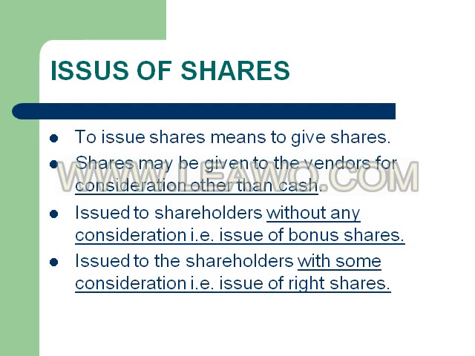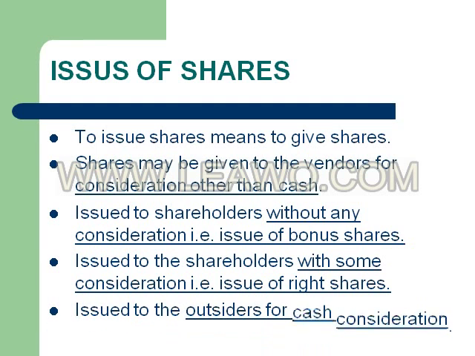Shares may be issued to the existing shareholders for some consideration. In that case, these shares are called as right shares. When the shares are given to the outsiders for cash consideration, the shares are said to have been issued to the public.